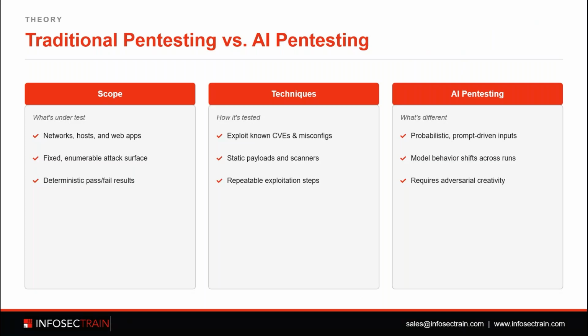The next thing: the difference between traditional pen testing and AI pen testing, right? Traditional pen testing, the one that we have been doing for a very, very long time, focuses on deterministic vulnerabilities in applications, networks, and infrastructure. AI pen testing targets the probabilistic behaviors in LLMs, agents, and data pipelines, right? So the key difference is that traditional pen testing finds flaws in code and configuration. AI pen testing uncovers risk in language, workflows, and behavior.